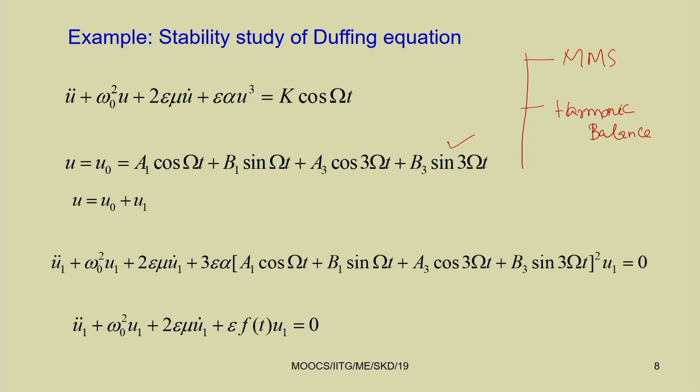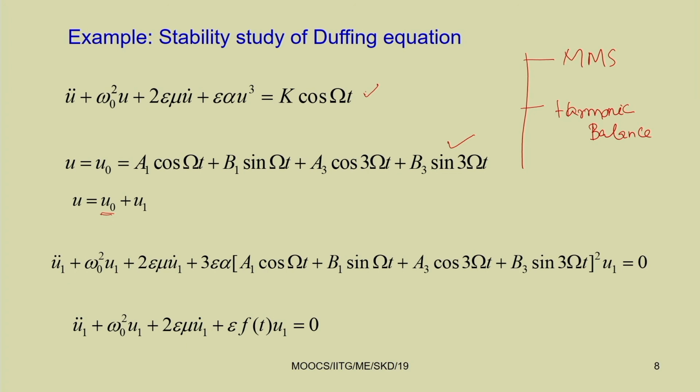To study whether that equilibrium point is stable or not, we have to perturb the original equation around the equilibrium position u0. We can take u equal to u0 plus u1, where u1 is the perturbation over u0. We write u equal to u0 plus u1 in the first equation, and note that as u0 is the equilibrium solution, it will directly satisfy the first equation. We can write the equation after substituting in this form.